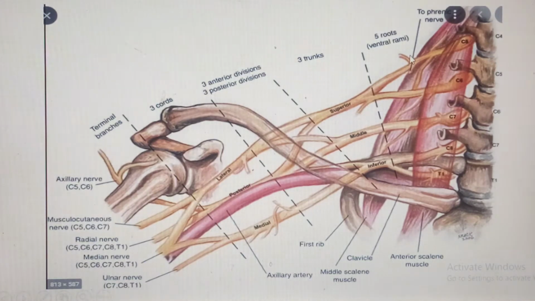Now, one thing that we have to know about the root is that from C5 root, one nerve actually emerges. Now that nerve is what we call dorsal scapular nerve. So we can see now this is C5 root. Now a nerve emerges from it, and that nerve is what we call dorsal scapular nerve.